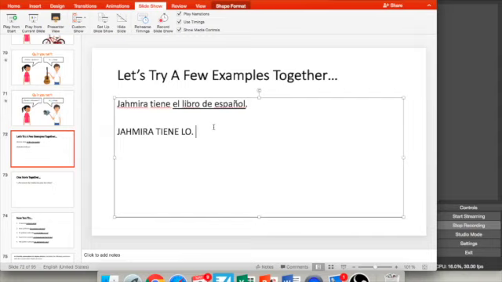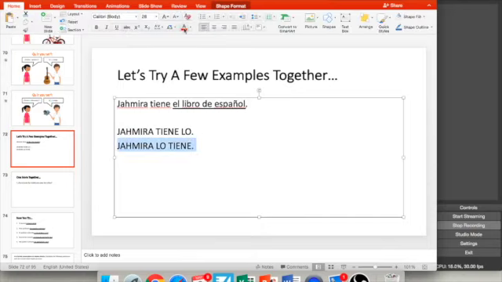Remember, our direct object pronoun can come two places. It can be attached to an infinitive, but there is no unconjugated verb in this sentence. Or it can go in front of our conjugated verb, which in this case is tiene, which came from tener. So we're going to say that Jamira lo tiene instead of tiene lo. This is your final answer. This is correct. We're good to go here.